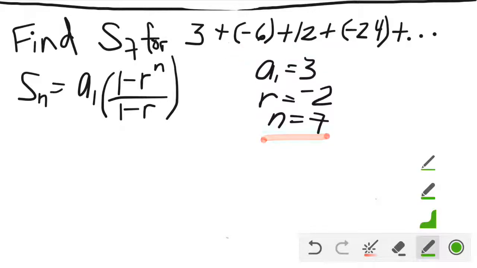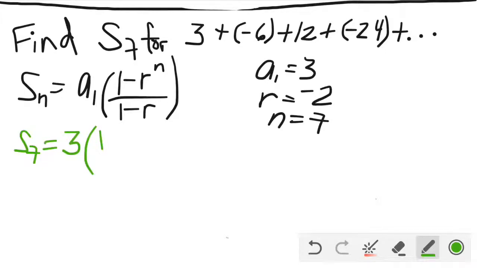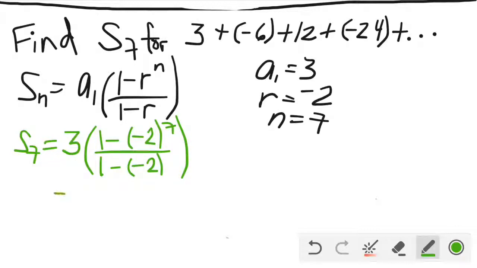Let's go ahead and continue, where the first term is a 3. And now I need to input the following values. My common ratio to be a negative 2, the power n, which is to the 7th, all over 1 minus the common ratio of negative 2. Now you have the option to type this into your calculator or do it manually.